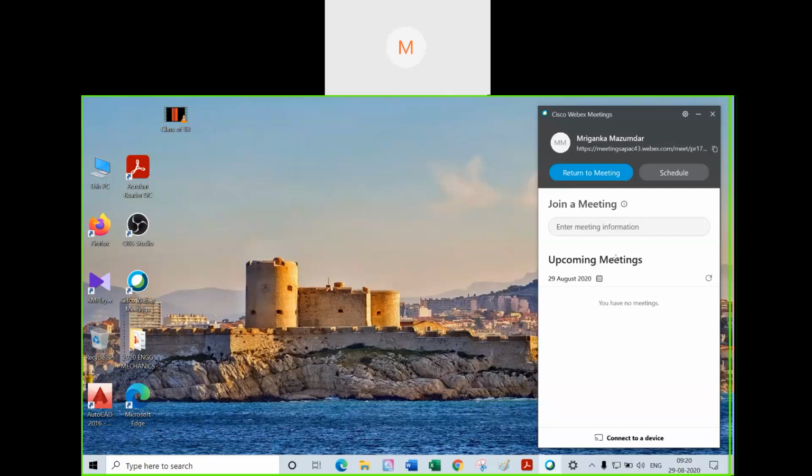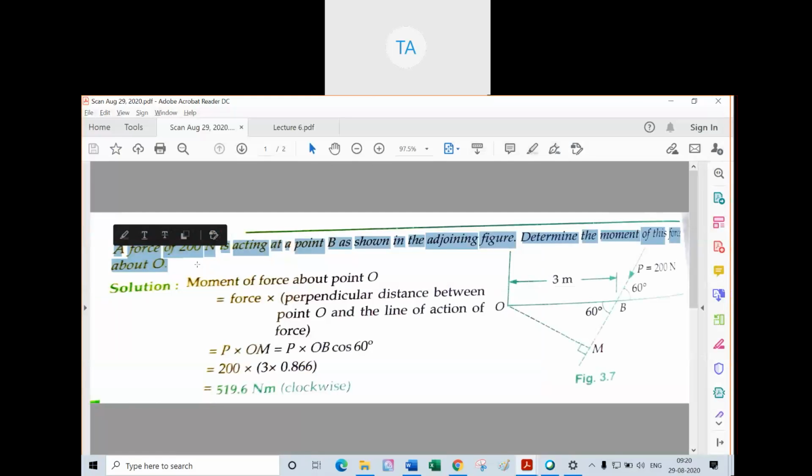Are you able to see the numerical, students? Did you get the question? This is the question, na? So, this is how it is done. If anyone has not done, you can just note down how it is being done. Does anyone need an explanation of this numerical?